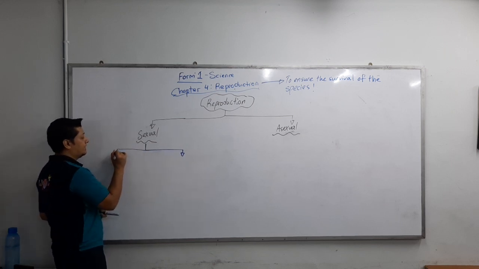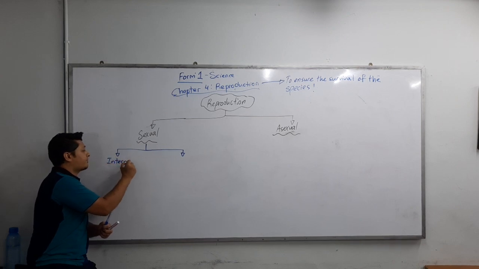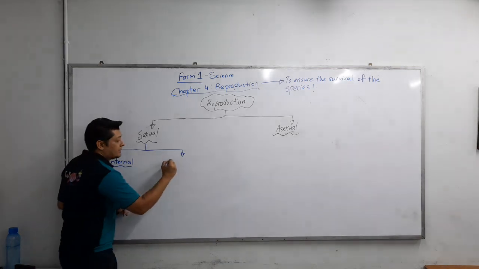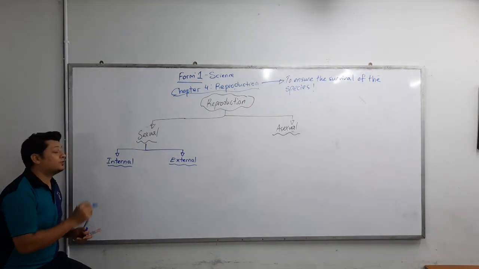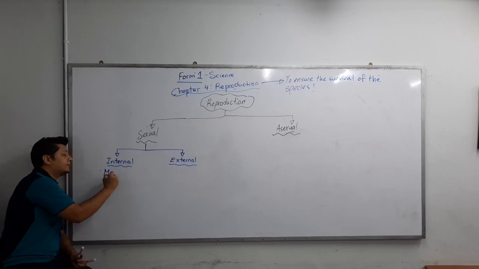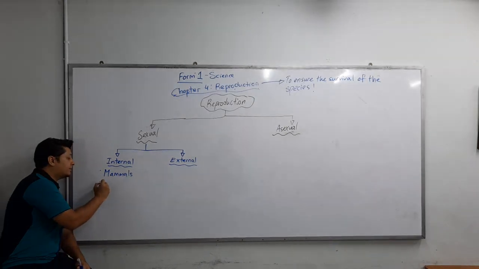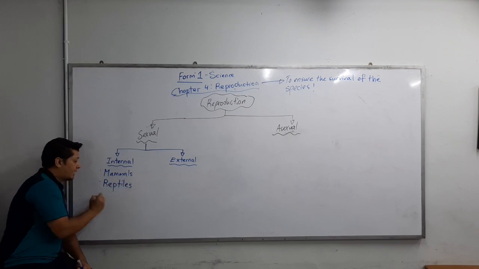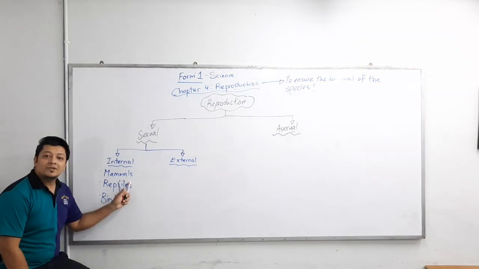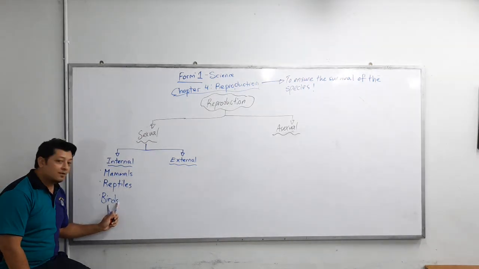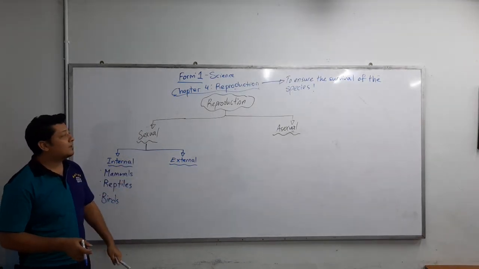There are two types of sexual reproduction. The first one is internal, and the second one is external. Internal sexual reproduction can be carried out by mammals. You remember mammals from the earlier chapter, chapter 2? So mammals, reptiles, and birds. Mammals including us, humans, reptiles like crocodiles, and birds like peacocks and chickens carry out internal sexual reproduction.